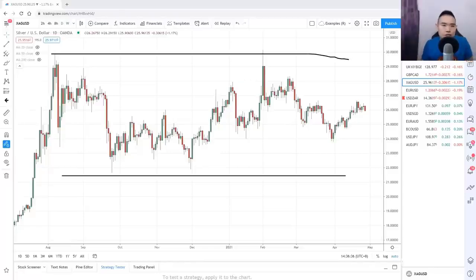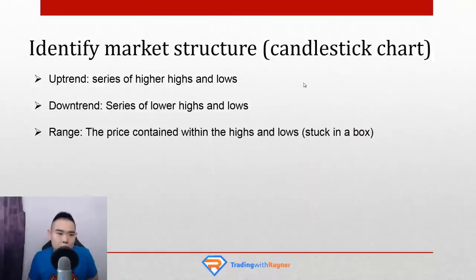And of course, what I've just shared with you is using a candlestick chart to define the market structure, but it's not the only way, because you can also use tools like moving averages, which I'll cover next.